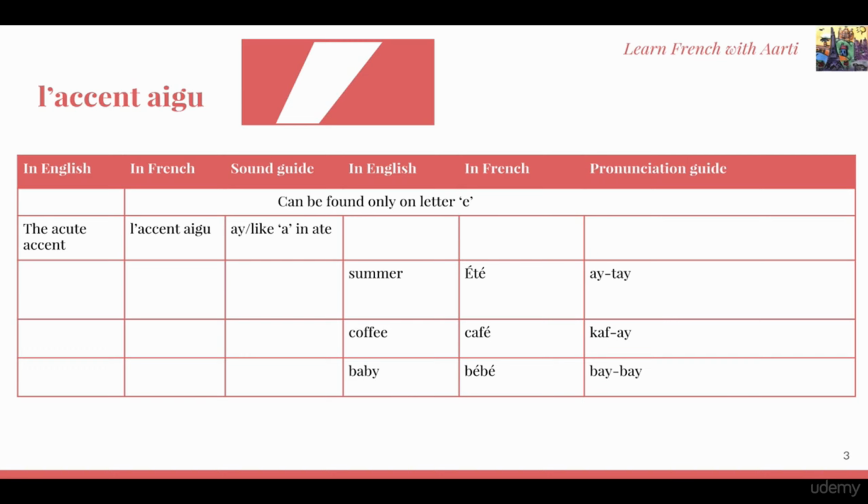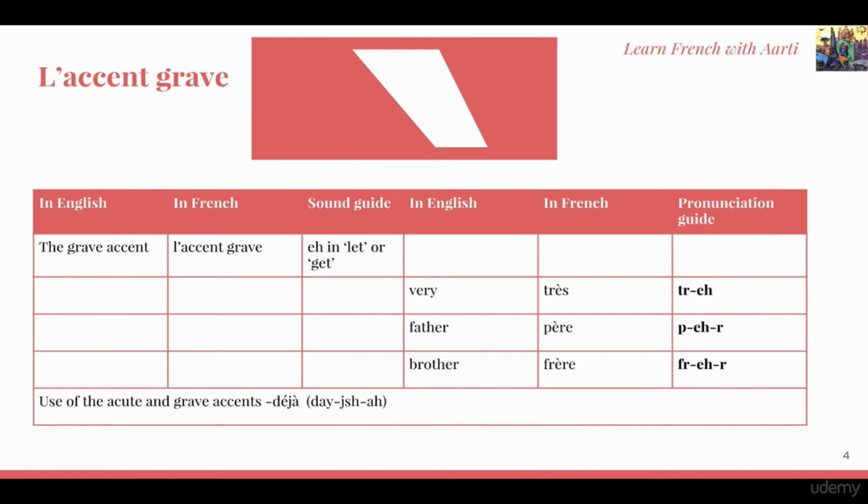Let's look at some examples. The first one, été, which is summer. Next, café, coffee or cafe. Bébé, baby.